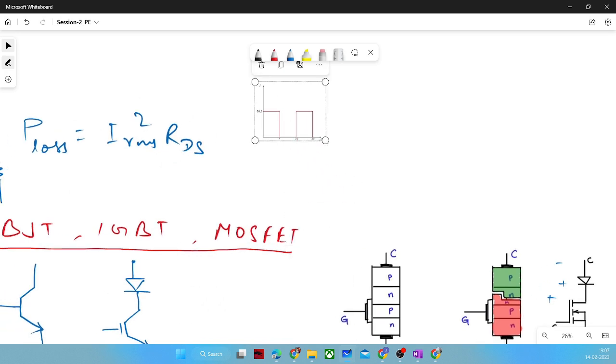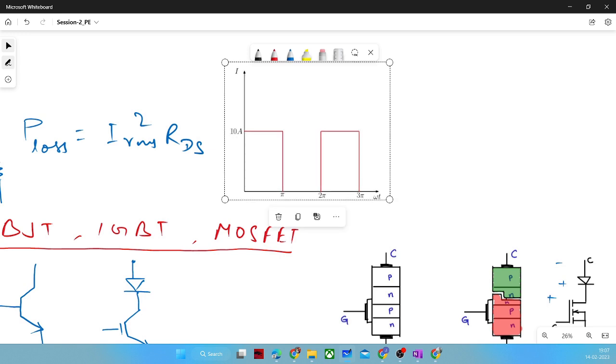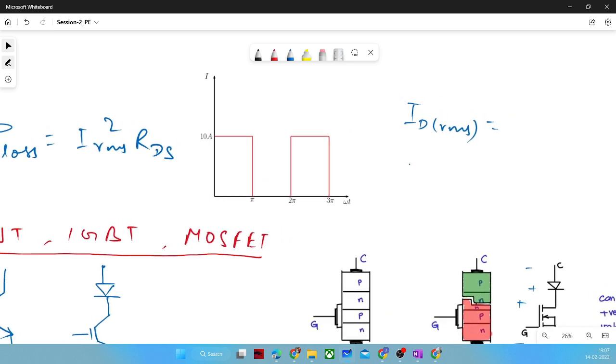So this is your current waveform. From this waveform, I think you can easily compute the RMS value. Its peak value is 10 ampere and it is conducting for half the cycle. So its ID RMS would be 10 by root 2. Should I explain how it is coming 10 by root 2?